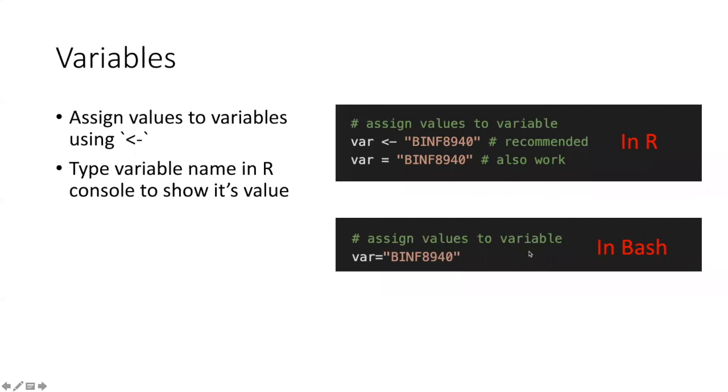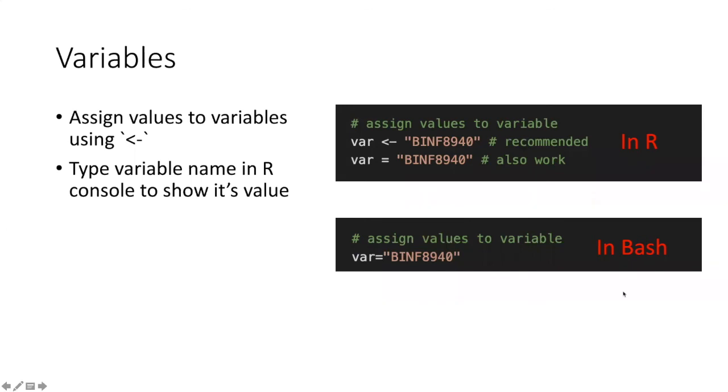In Bash, you use equal to assign values to a variable. The key difference here is that in R, you can put spaces around the operator. However, in Bash, it's not allowed to have space surrounding the equal sign, right? If you have space, the whole thing will just fail. So make sure you know the difference here.